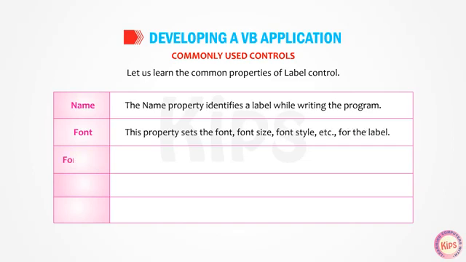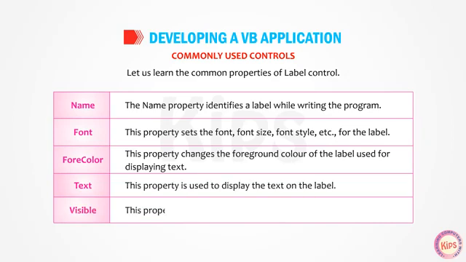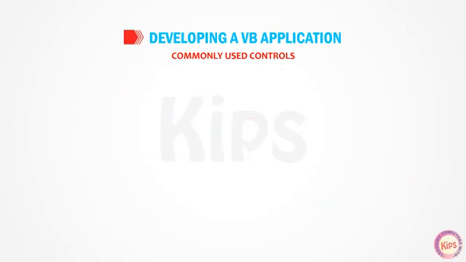ForeColor. This property changes the foreground color of the label used for displaying the text. Text. This property is used to display the text on the label. Visible. This property determines whether the control is visible or hidden.